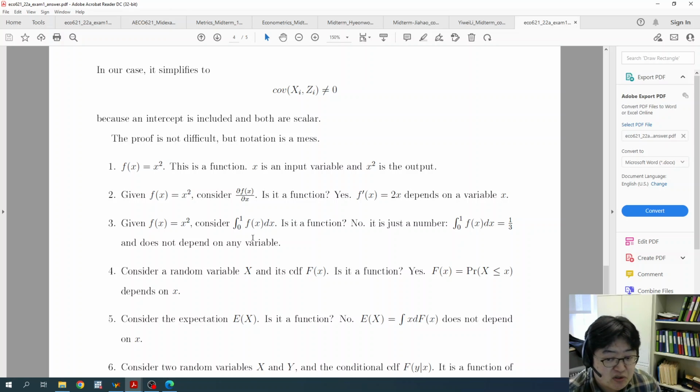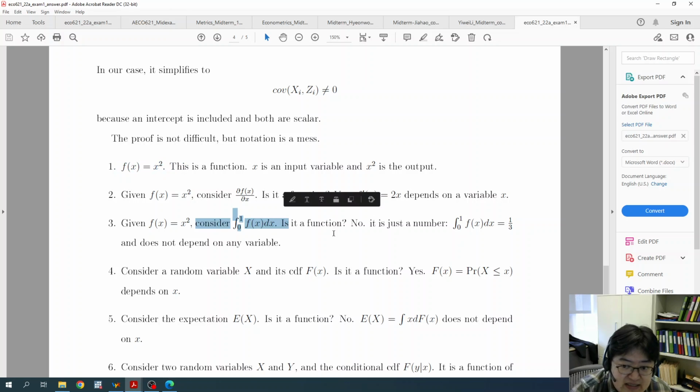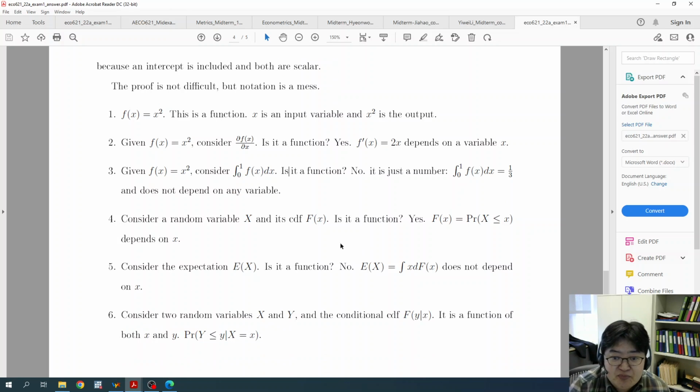It is just an integration. It is just a constant. It is a number, right? You cannot choose anything, right? So I want you to distinguish what is a function, what is not a function. Next, think about CDF, cumulative distribution function for a random variable. It's a function because if you choose a point, it will calculate the probability smaller than or equal to that point. So if you choose a different point, the answer will be different. So that is a function. It is a mapping. Obvious.